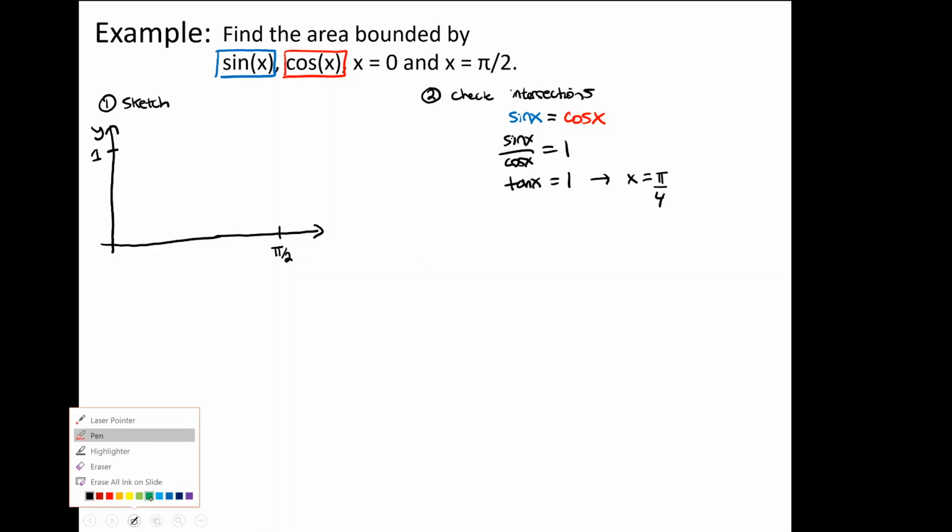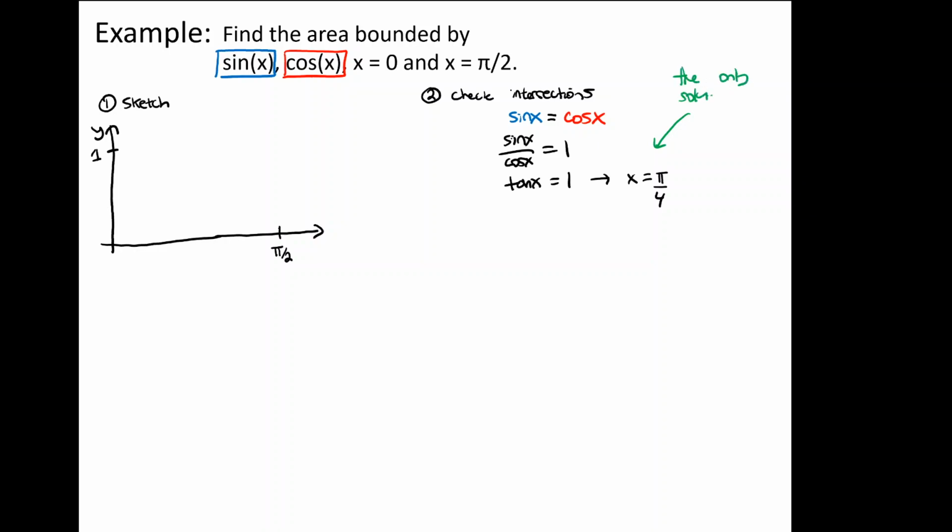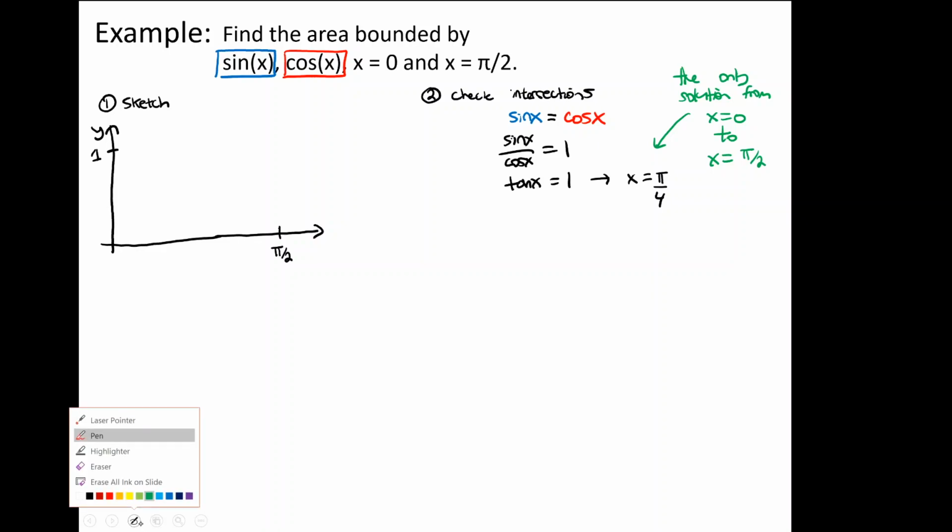So it's worth commenting here. The only solution from x equals 0 to x is equal to pi over 2. That's what we're integrating from. So we have to indicate that special x value. Something's going to happen there. They're going to cross. Now let's do our sketch.